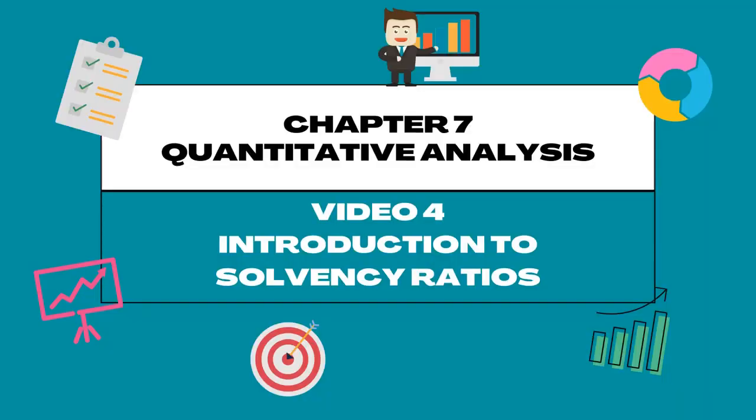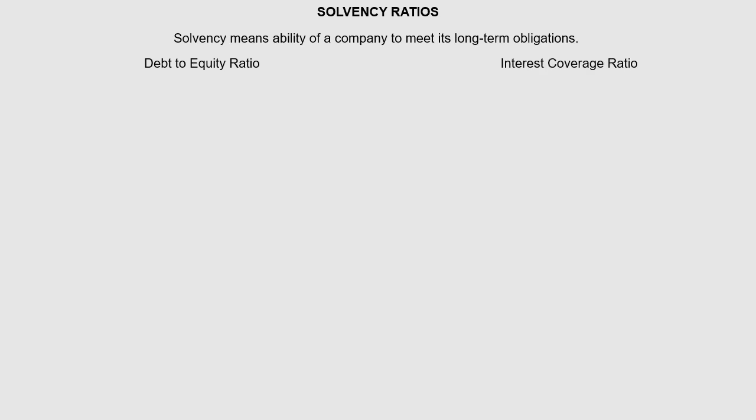Chapter 7 Quantitative Analysis, Video 4: Introduction to Solvency Ratios. What is meant by solvency? Solvency means the ability of a company to meet its long-term obligations. Following are the solvency ratios we are going to learn. First is the debt to equity ratio and second is the interest coverage ratio.